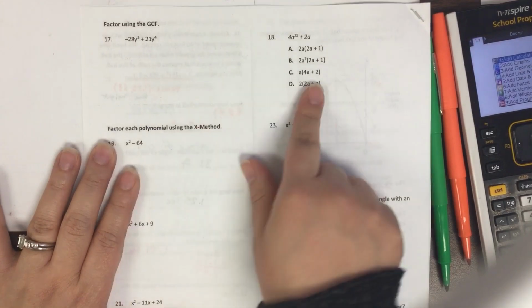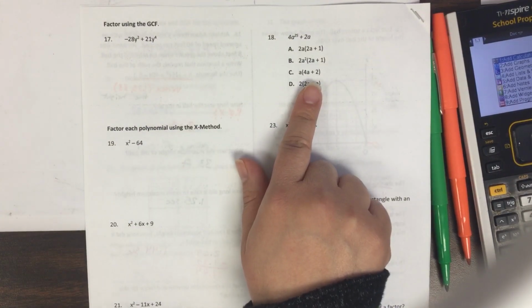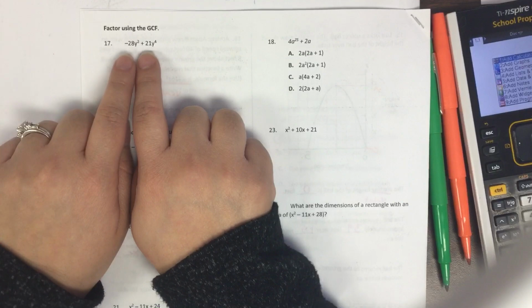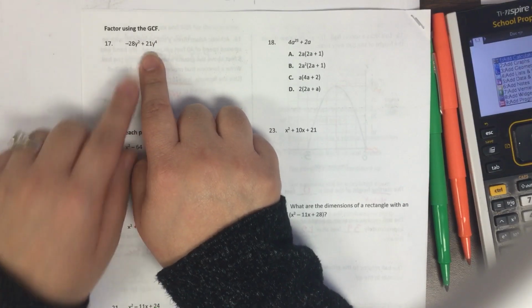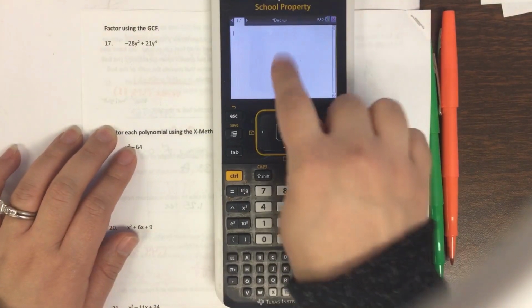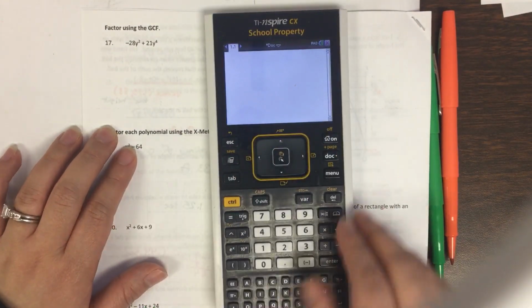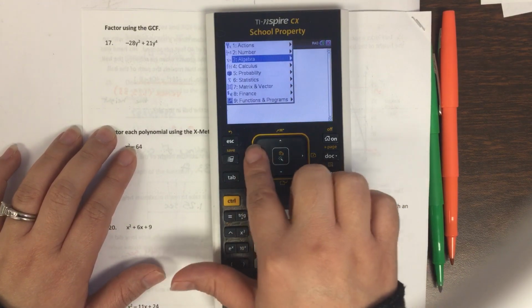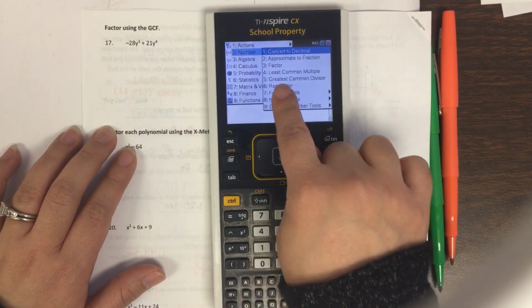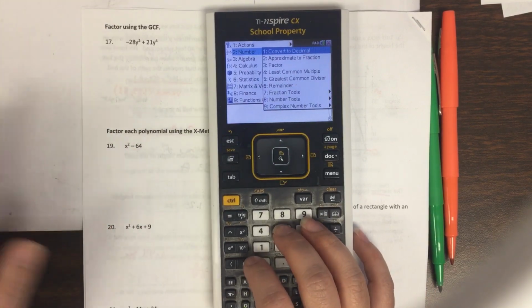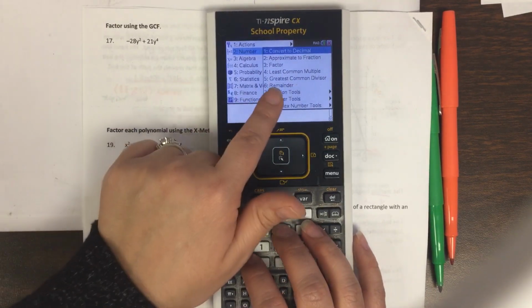Okay, the first part is asking us to factor using the GCF, that greatest common factor. This is where I'm not going to do the X method. I'm just going to see what is the highest factor in both terms. So when we're looking at our constants, you can use your calculator in the normal calculation screen, and I'm going to go to menu. I believe it's algebra, number, and then 5. So menu 2, 5. Remember, you don't have to memorize all the numbers, just read through your menu. You'll find what you're looking for.